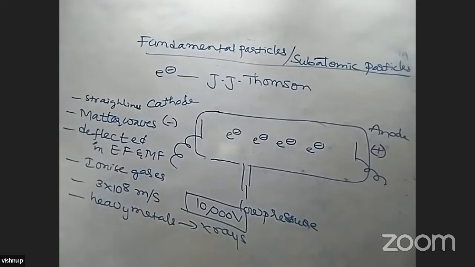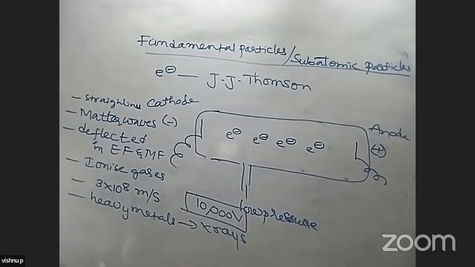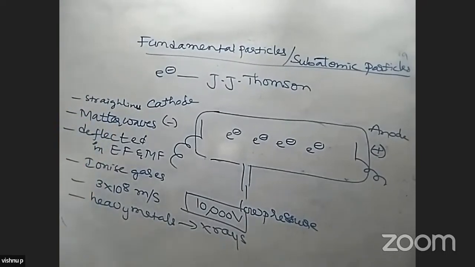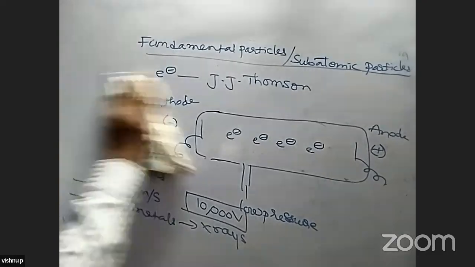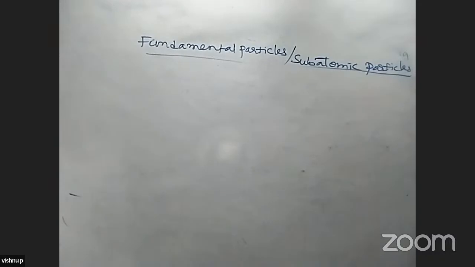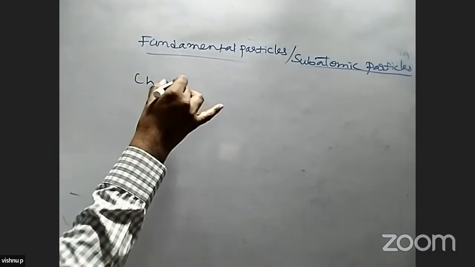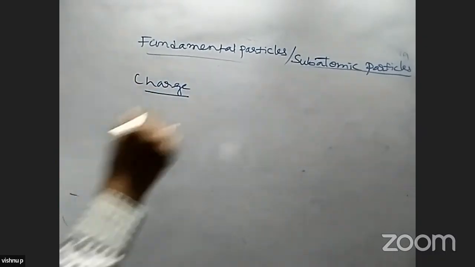X-rays are generated. Penetrating power is also more. So these are important properties of cathode rays. After that, the charge of electron is measured. Here cathode rays are electrons.